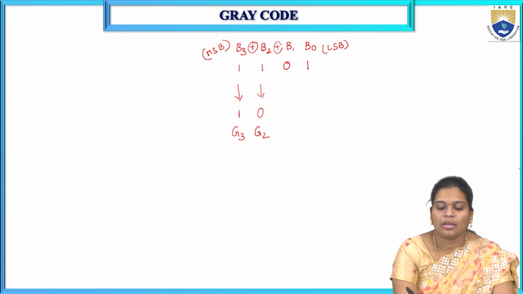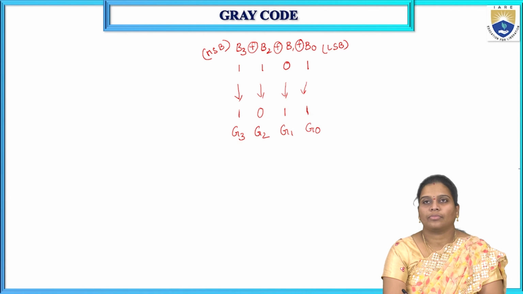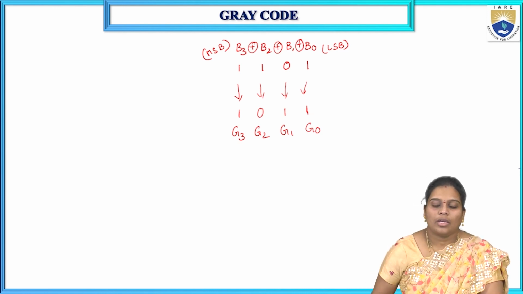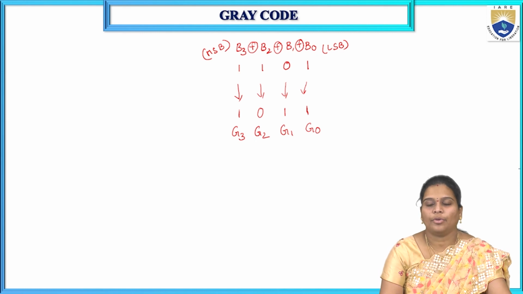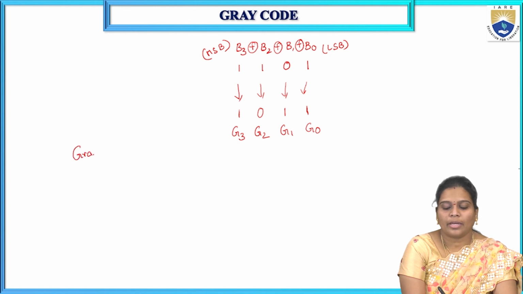Next one, B2 XOR B1, 1 XOR 0. Here the inputs are different, and for two different inputs the output is 1. So that is G1, which is 1. Next one, B1 XOR B0, 0 XOR 1. Two different inputs, so the output is 1. So G0 is 1. This is the binary to gray code conversion. Similarly, gray to binary conversion.